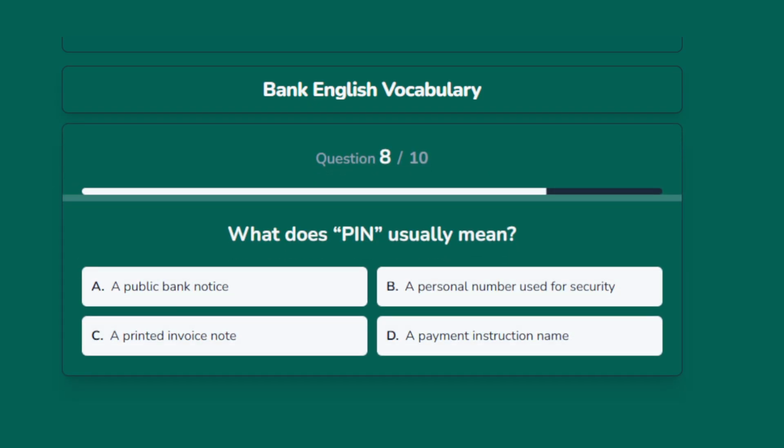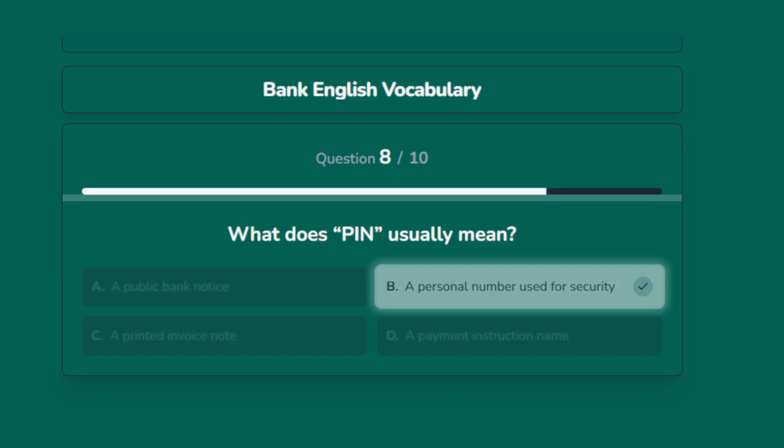What does PIN usually mean? Options are A. A public bank notice, B. A personal number used for security, C. A printed invoice note, D. A payment instruction name. The correct answer is a personal number used for security.